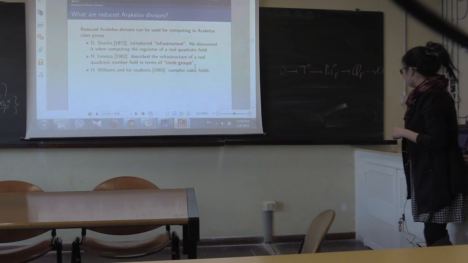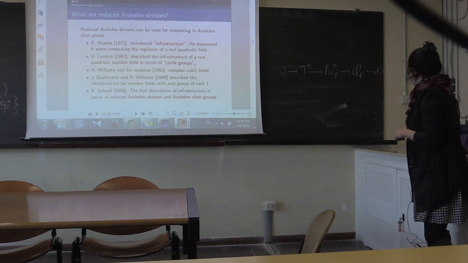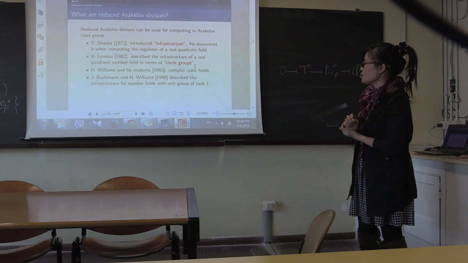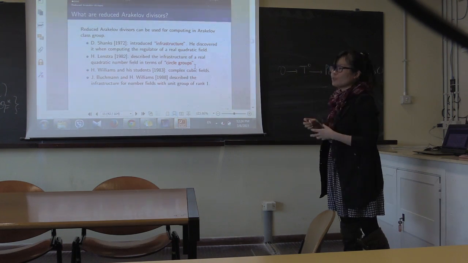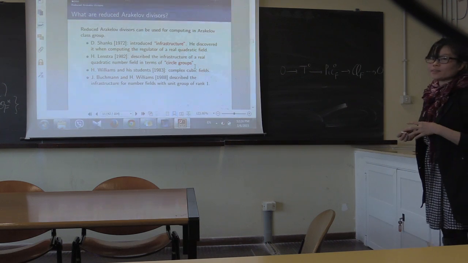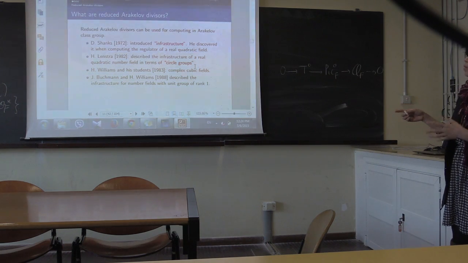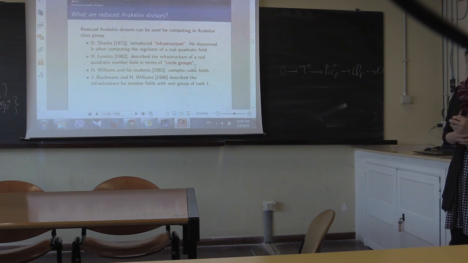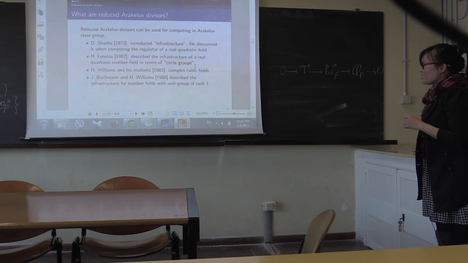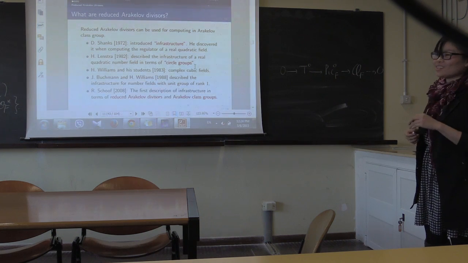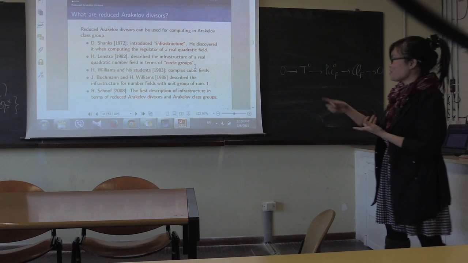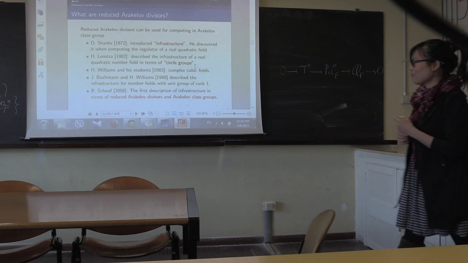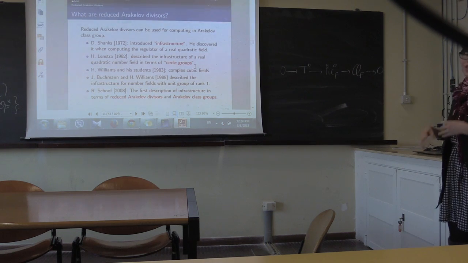After that, Buchmann and Williams in 1988 described it for number fields with unit group of rank 1. And after that, Buchmann is the one who described this structure for arbitrary number fields. He is the first to give a description in terms of reduced Arakelov divisors and the Arakelov class group for arbitrary number fields in the general case.